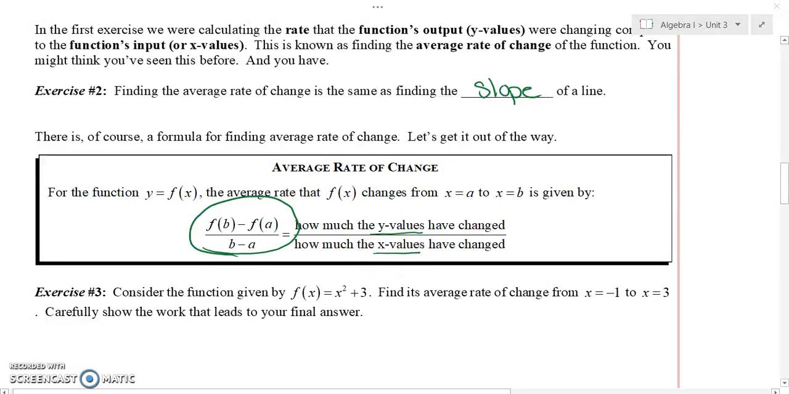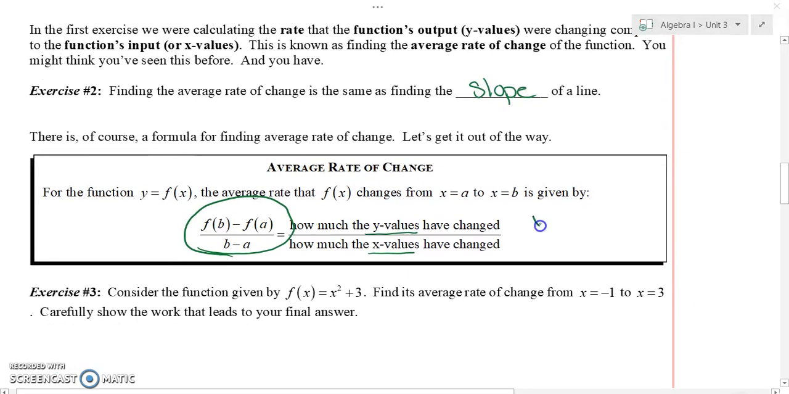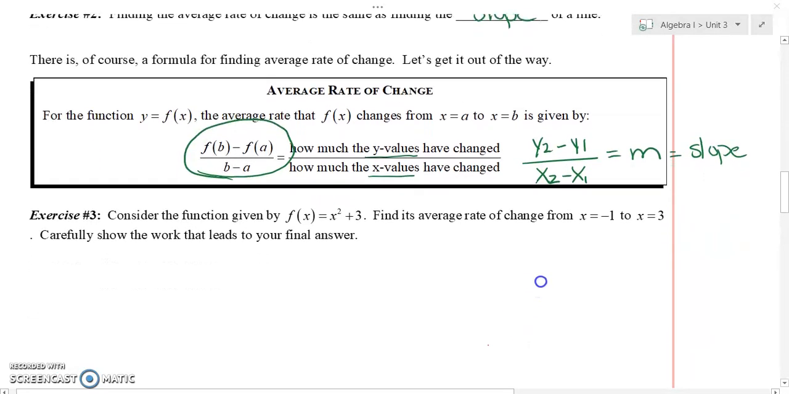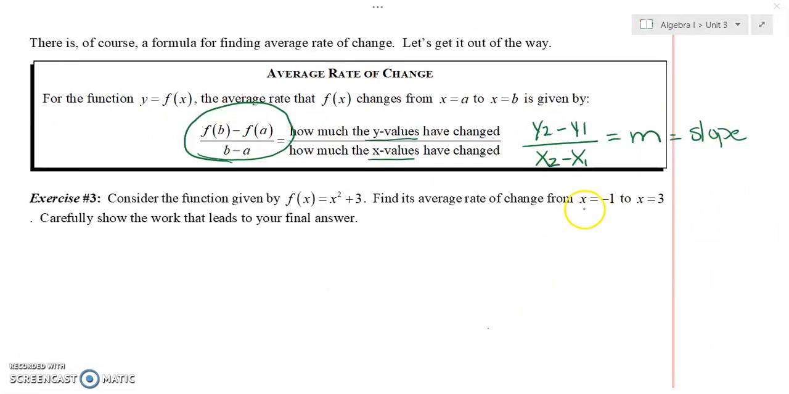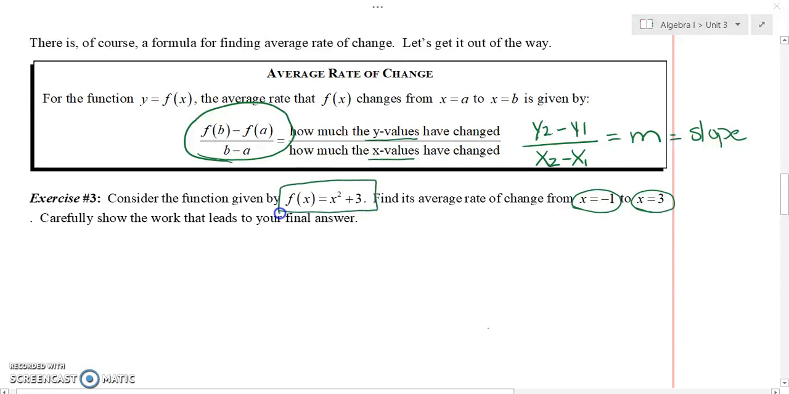Now, the formula that you should be used to and what you will be given on the Regents and on any test, you don't have to memorize it. The formula is y2 minus y1 over x2 minus x1, and that equals m, which remember stands for slope. This is all 8th grade. So let's practice this formula. They want us to find the average rate of change from -1 to 3 with this function right here.